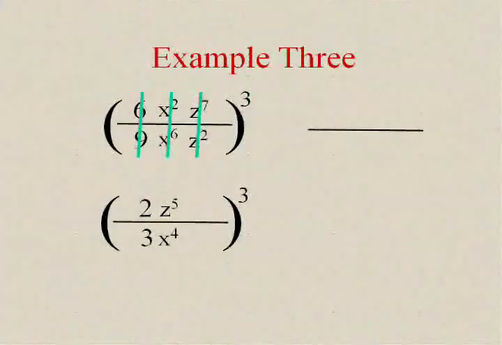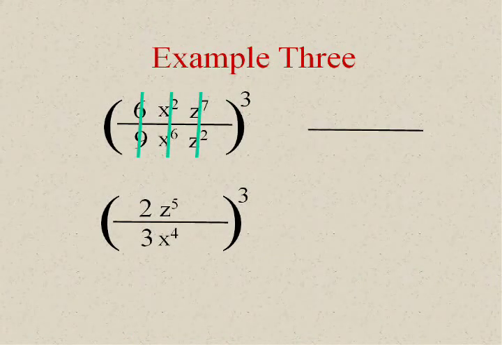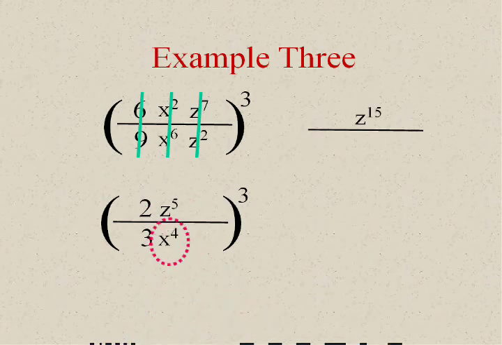I have to do that 3, and he has power. Look at the size of those parentheses. He has power over everybody. So I'm going to raise everybody to the 3rd power. Z to the 5th to the 3rd power, remember the second rule of multiplication of exponents, is z to the 15th. X to the 4th to the 3rd power, multiplying is x to the 12th.